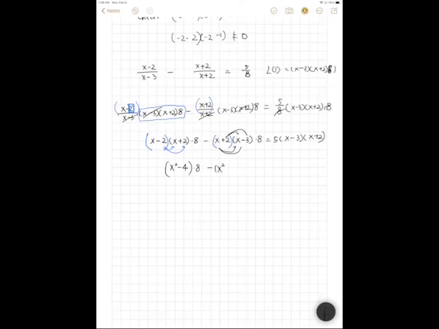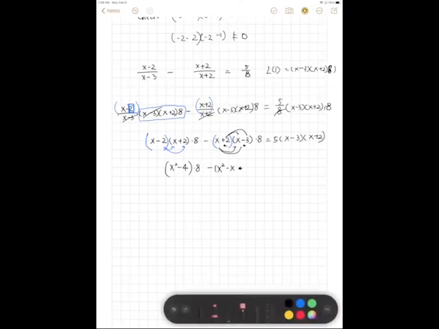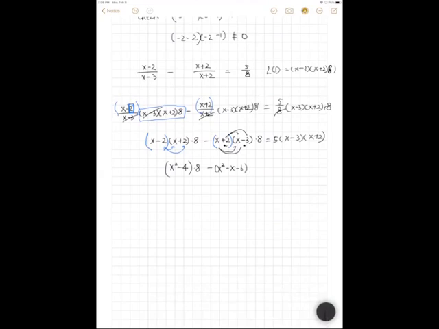You have x squared. The second term should be the sum of these two, which is negative 1x. And then the third term should be the product of these two terms, which is negative 2 times negative 3, negative 6, times 8. If you're not familiar with how to do this reverse way of the AC method, you can just FOIL it.